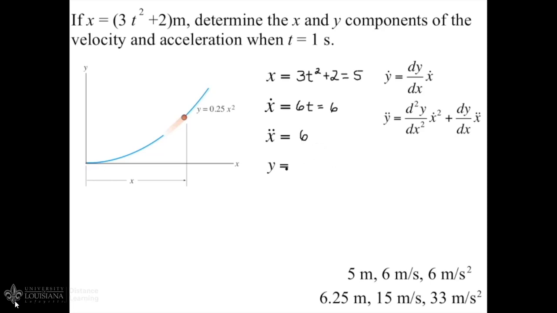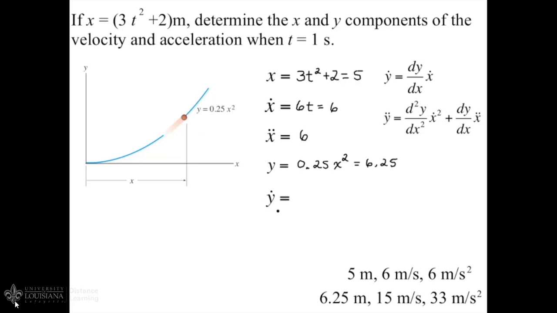First, the position, and that can be found, of course, by simply evaluating this equation. In other words, 0.25 times x squared. And of course, at the location x equaling 5 meters, we get our result, and it turns out to be 6.25 meters. So the particle is located up a distance of 6.25 meters at the instant t is equal to 1 second.